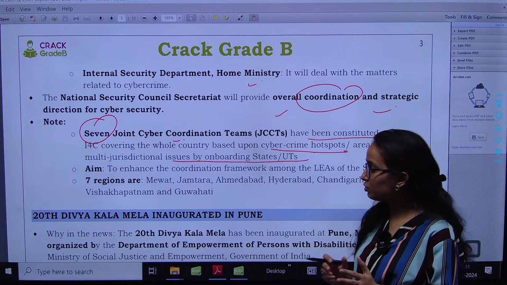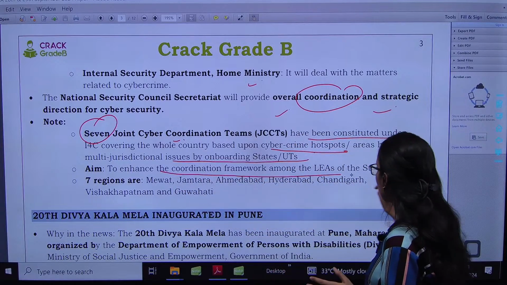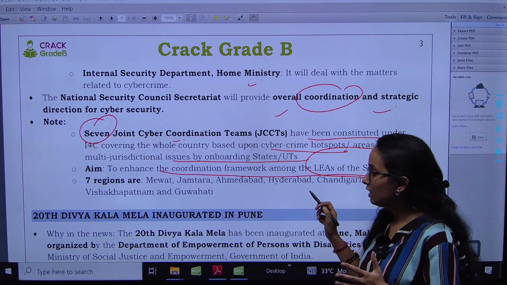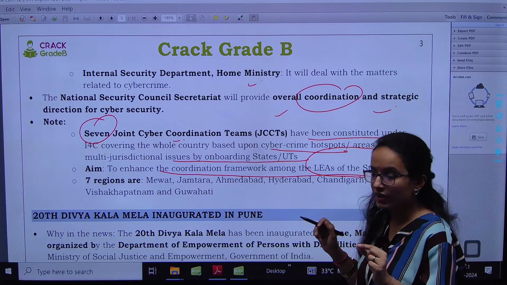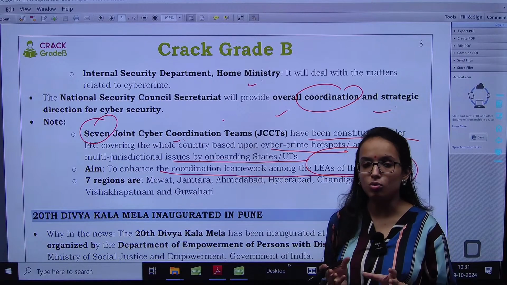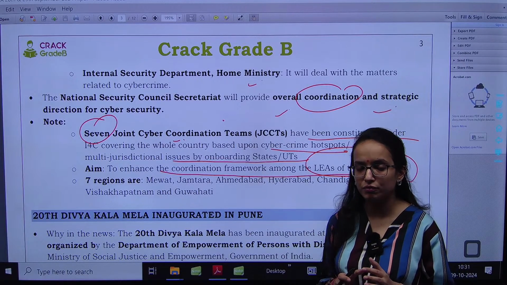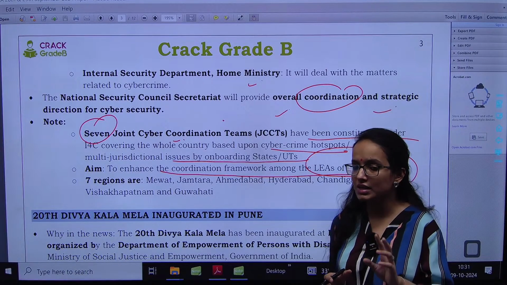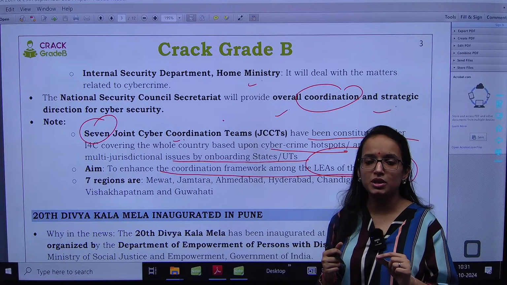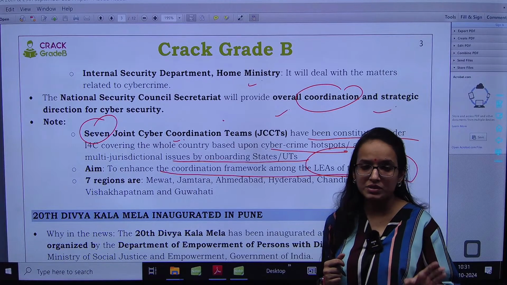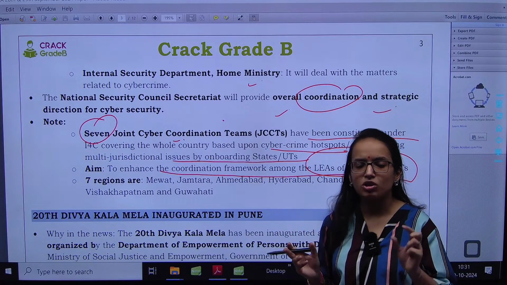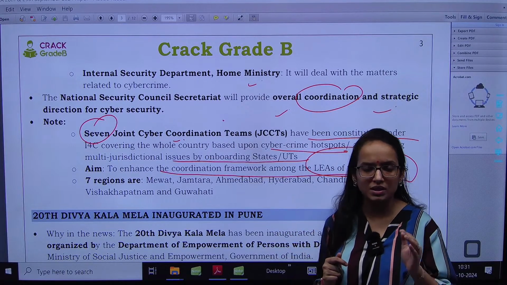The overall aim, if you see, is to enhance the coordination framework among the states, UTs, etc. These 7 regions are identified for the joint cyber coordination teams, where a lot of stakeholders will be working jointly to enforce cybersecurity. Remember which 7 regions these are, because cybersecurity is something which every examination is targeting. If you have seen the recent UPSC mains paper as well, social media, cybersecurity, all these questions are quite common in the essay and all, right?